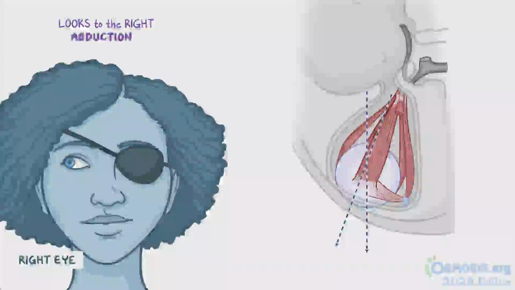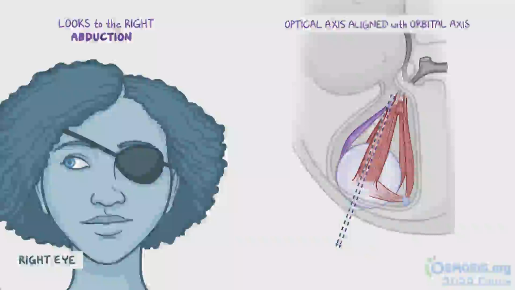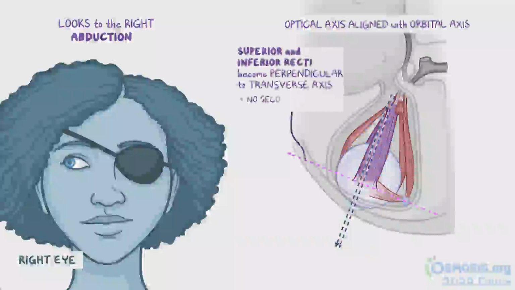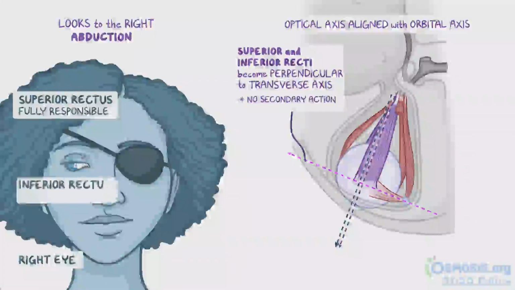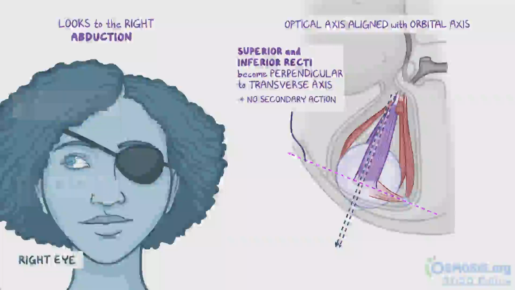With the eye in this abducted or lateral position, the optical axis is now aligned with the orbital axis. So now, the superior and inferior recti become completely perpendicular to the transverse axis of the eye, and no longer have any secondary action in an oblique plane. Therefore, when you ask the person to look up, their superior rectus is fully responsible for elevating the eyes. And when you ask them to look down, the inferior rectus depresses the eyeball. If the person cannot elevate their eye when abducted, you know that there is dysfunction of the superior rectus because you are isolating that muscle.